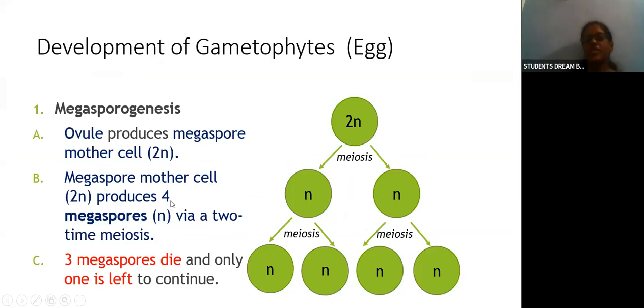Okay, so this is because, what is a megaspore? A megaspore means an egg. Egg, it will always produce only one. Okay, we are clear.